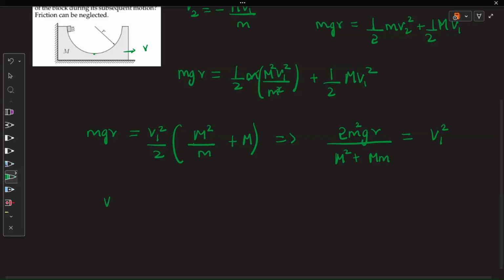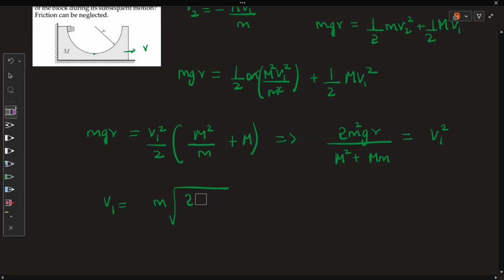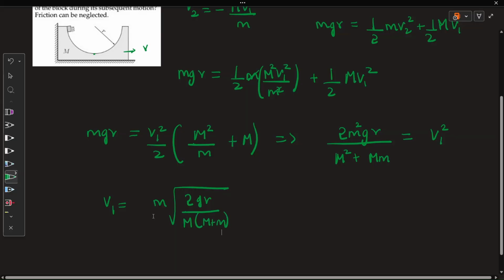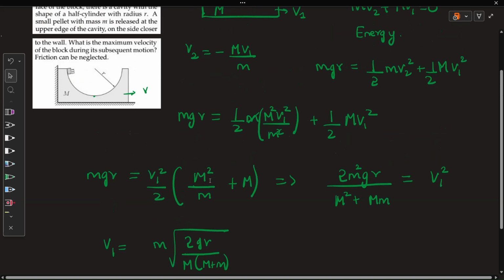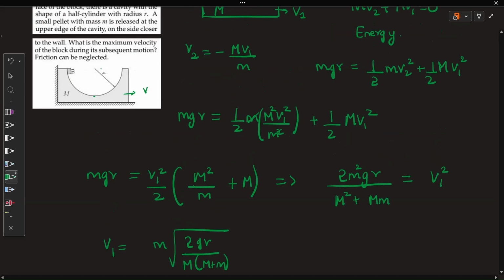So upon taking the square root, v1 is nothing but m into under root 2gr divided by M into M plus m. This is the velocity of the block when it is at the maximum velocity, when the pellet is at the lowermost point.